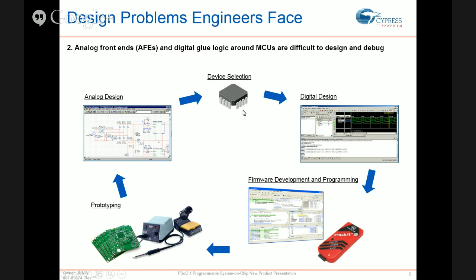You have to select a central device that controls your entire system, which in many cases is the microcontroller. So you go through a device selection process to pick the perfect microcontroller with the right peripherals around it. And then you also do a bunch of digital design if you have to control digital outputs or communicate with other chips on the system. And then, of course, to tie the whole thing back together and to provide your system some intelligence, your microcontroller then requires firmware development and programming.